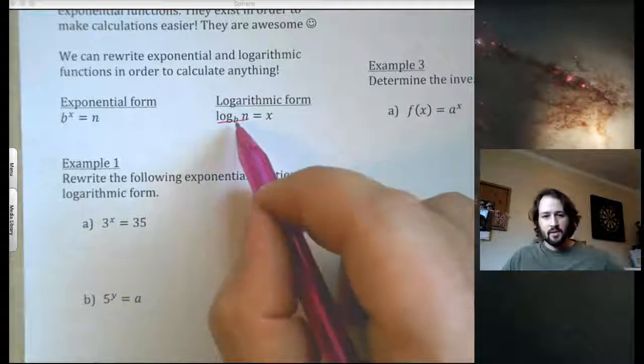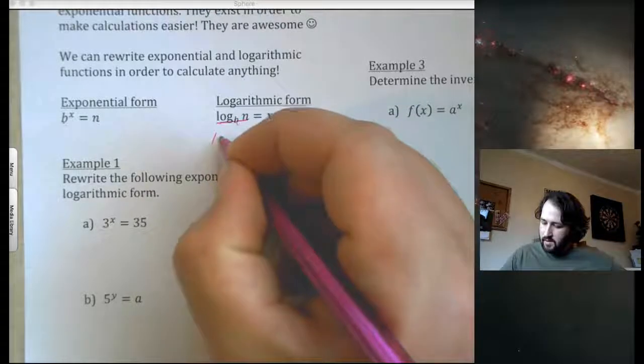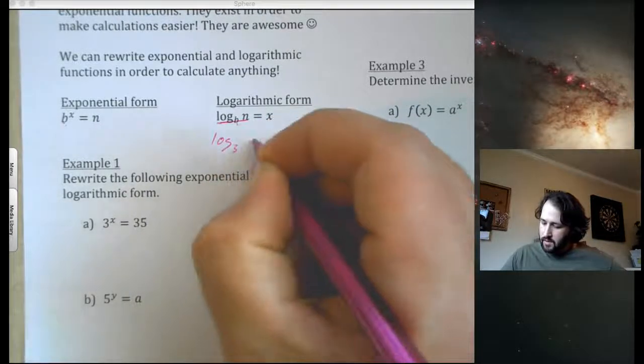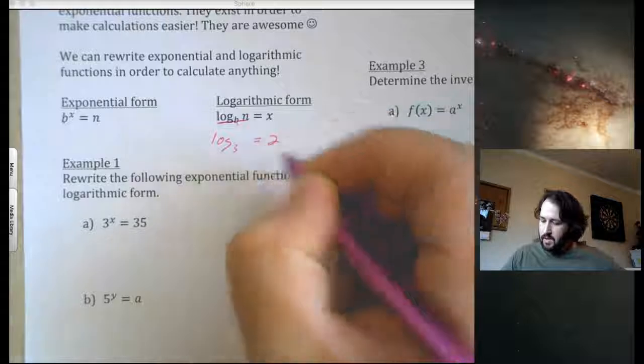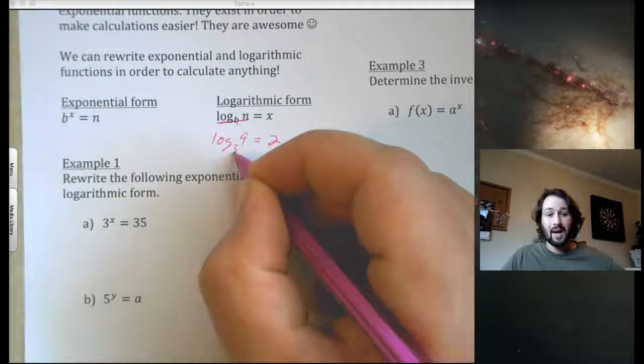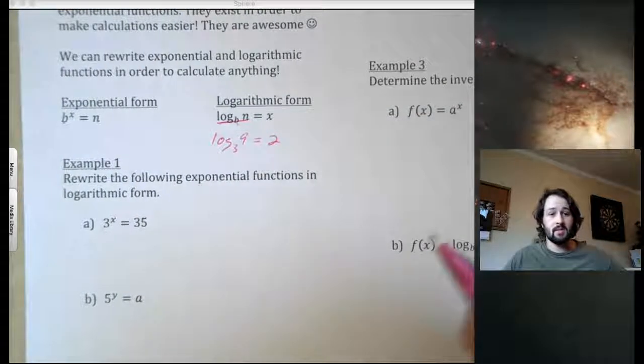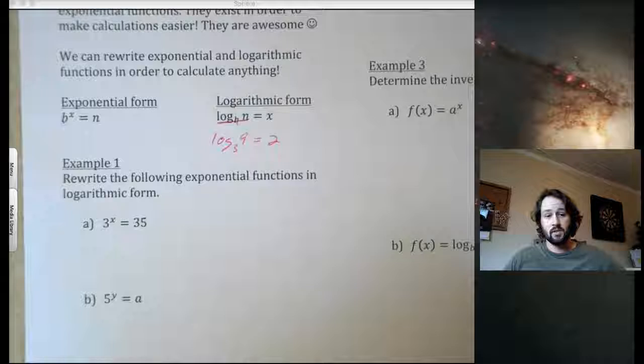So really, all this means, with the logarithm, like if I saw log base 3 of 9 equals 2, this is just saying 3 to the second equals 9. So 3 to the what power equals the thing inside? That's all that a logarithm does. Again, it's just the inverse of the exponential function.